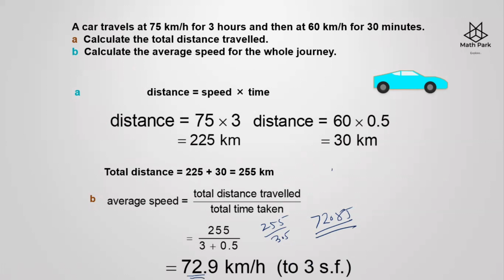So children, this was about speed, distance, time. We learned about the conversion of speed from meter per second to kilometer per hour and kilometer per hour to meter per second. We also learned about how to find the average speed.